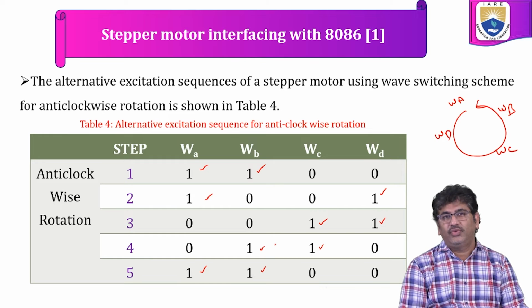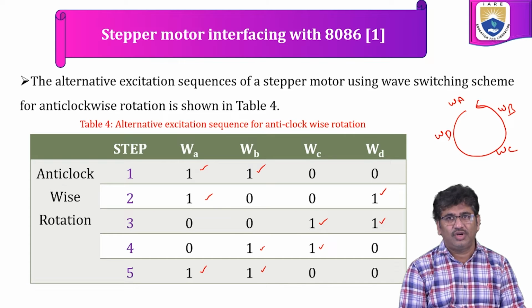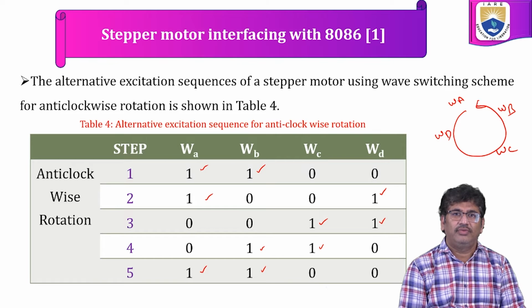The sequence you give for exciting either winding A or winding B or winding C, winding D, you can start with any winding. It is not mandatory to always start the excitation with winding A.